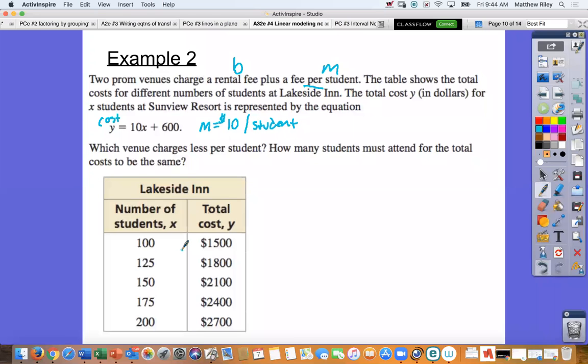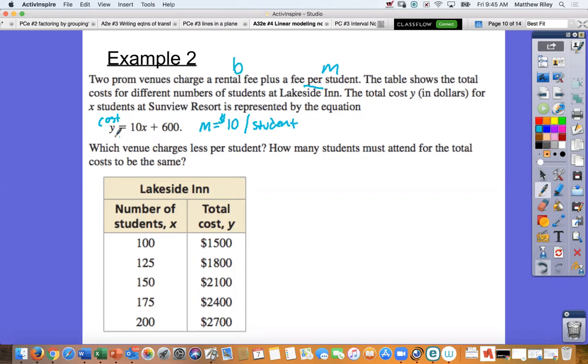So down here, and I know this is kind of a jump from what we just did, but instead of just giving you 2 points, now I've given you 5 points. Again, if this is linear, we're working under the assumption, because I didn't say this, that there's not going to be a bulk discount. Like if you get over 100 students, then we'll drop the fee. So both of them have a set rental fee and a set price per student.